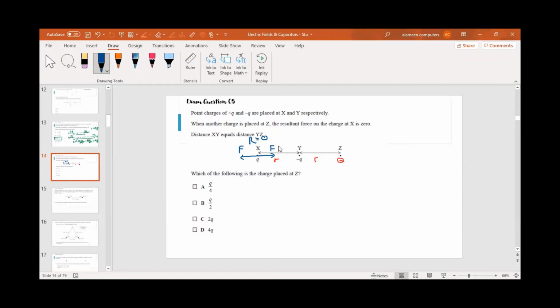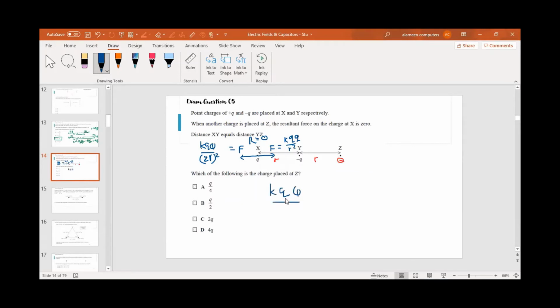So this force would be what? K small q into small q over R squared. What about this force? K, small q into capital Q over the distance between the two charges, R plus R, 2R, so 2R squared. So these two are equal. We'll equate them.